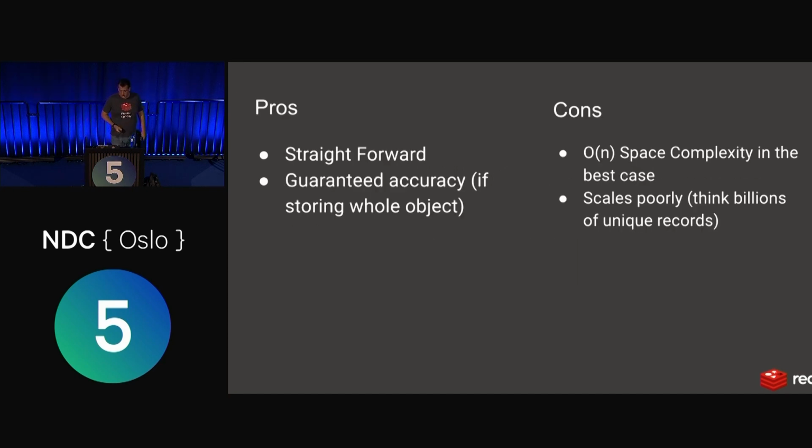The pro of this is that it's really straightforward. We as developers have probably all used some form of dictionary or hash set in our careers. They're usually pretty straightforward and supported in most languages. And you have guaranteed accuracy, which is real nice. The con, though, is that the space complexity of this is really problematic. You have an order n space complexity, where n is the number of items that you're trying to count, right? And this scales pretty poorly. Think billions of records.